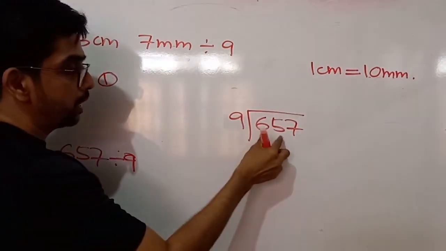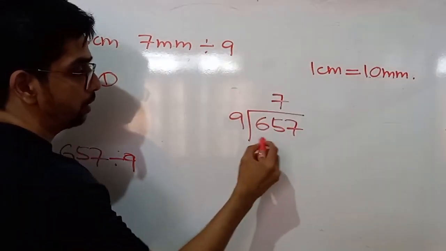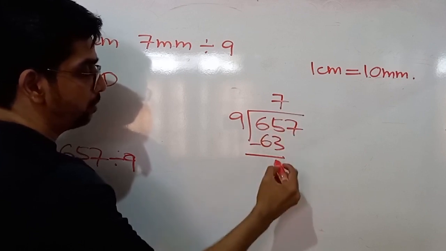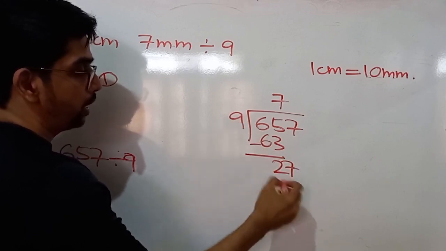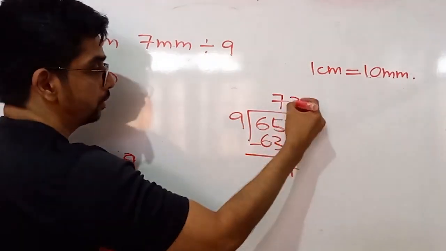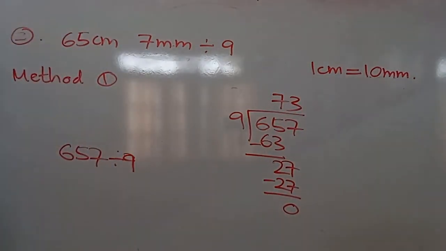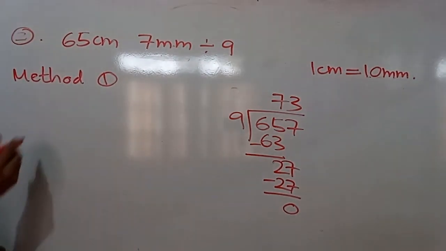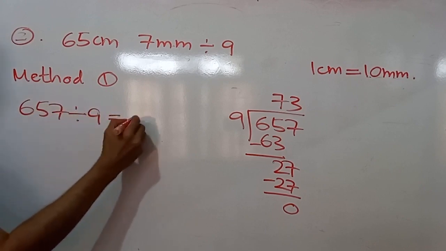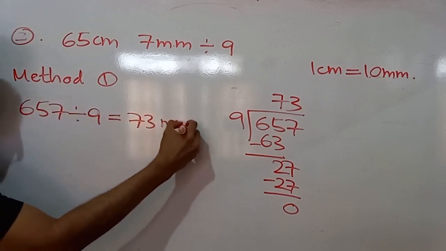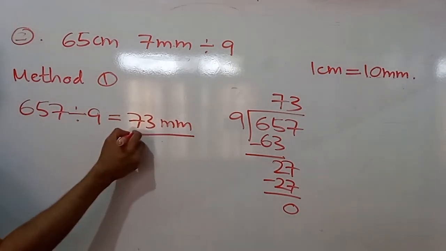How many 9's are there in 65? We can go up to 7. 9 times 7 is 63. 65 minus 63, we get a 2. Altogether 27. So we know how many 9's are there in 27: 3. 9 times 3 is 27. 27 minus 27, we get a 0. Right. So 657 divided by 9, we get 73. But those are millimeters.